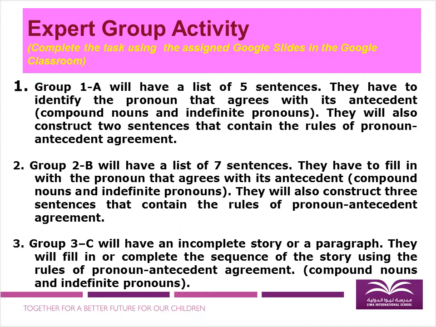Okay, let's move on. Expert group activity. Group 1 or A will have a list of 5 sentences. They have to identify the pronoun that agrees with its antecedent, compound nouns, and indefinite pronouns. They will also construct 2 sentences that contain the rules of pronoun antecedent agreement. Group 2 or B will have a list of 7 sentences. They have to fill in the pronoun that agrees with its antecedent, focusing on compound nouns and indefinite pronouns. They will also construct 3 sentences that contain the rules of pronoun antecedent agreement. And group 3 or C will have an incomplete story or paragraph. They will fill in or complete the sequence of the story using the rules of pronoun antecedent agreement, focusing on, of course, compound nouns and indefinite pronouns.